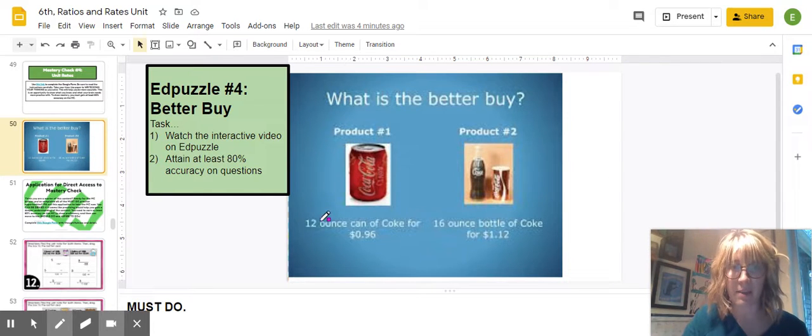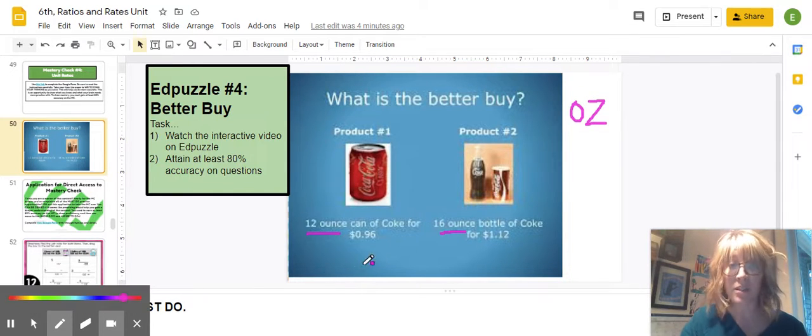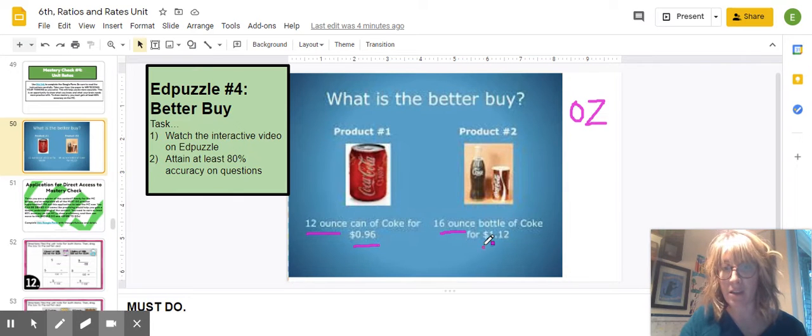Right now, as we look here, we see that this is a 12-ounce can, this is a 16-ounce bottle. So different sizes, but still both in ounces. So we're dealing with ounces, call it OZ, and we're also dealing with how much it costs. So different amounts, but they're both dealing with money. So we've got ounces and we've got money.